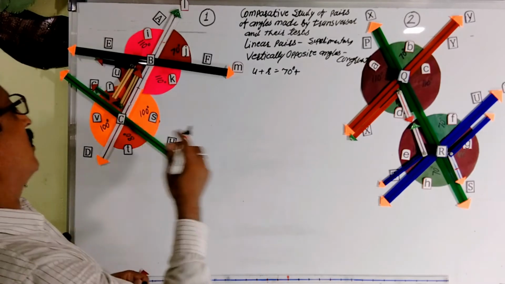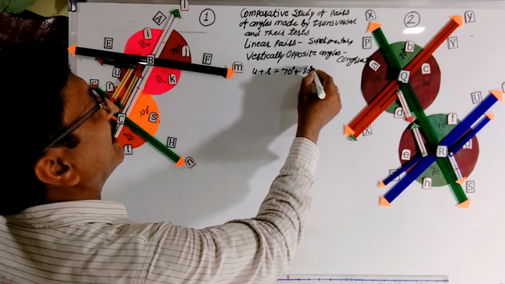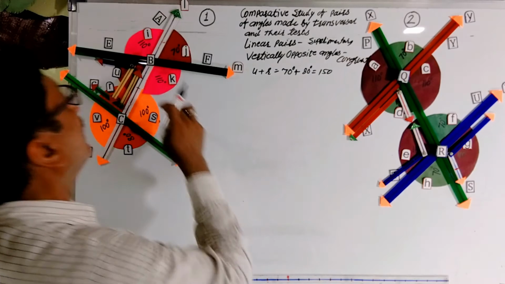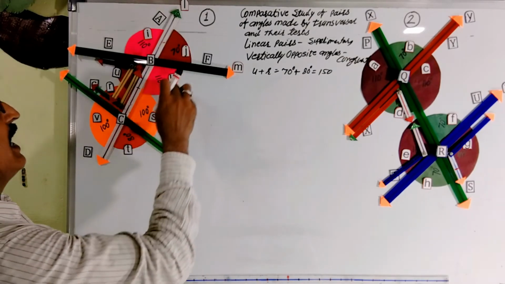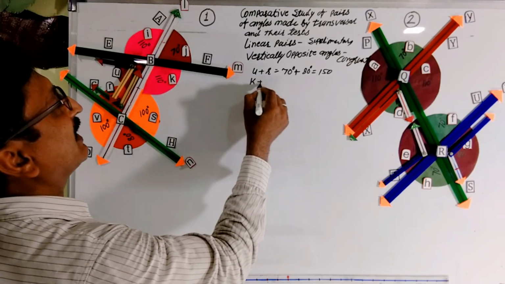And what is the measure of r? It is 80 degrees. That means their sum is 150 degrees. Suppose we take another interior pair. See, this is also a pair of interior angles, k and s. You can write here k plus s.